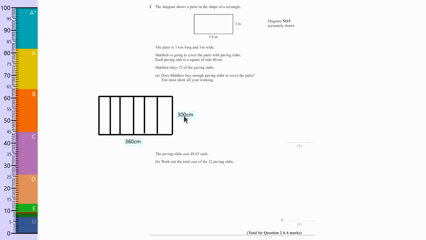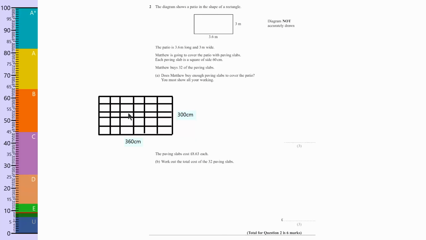Now looking at this 300, I can figure out that there are 5 60s in 300. So I can fit 5 paving slabs down this side. So let's do 5 paving slabs down this side, and try and do it evenly, but I've not done a very good job. Okay, so imagine these are even. So 1, 2, 3, 4, 5. So I can fit 5 down this side and 6 down this side.